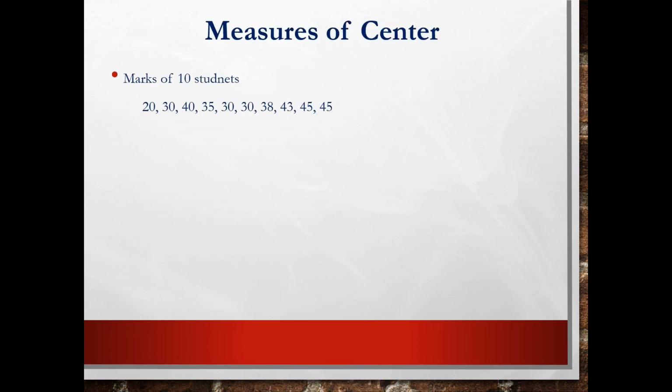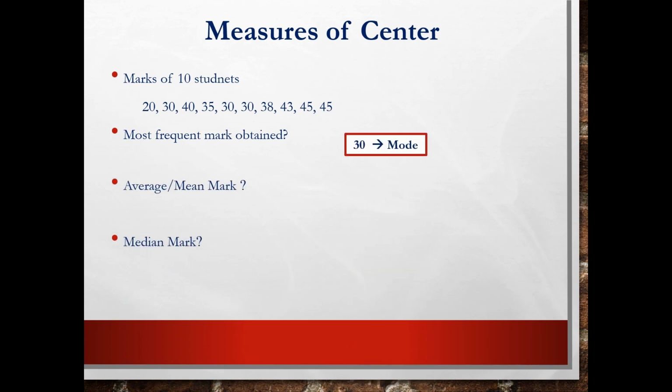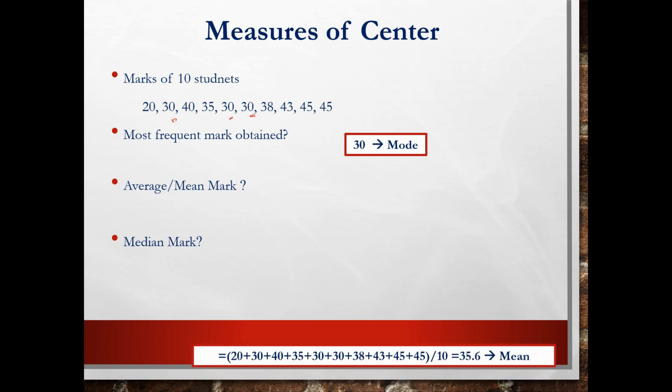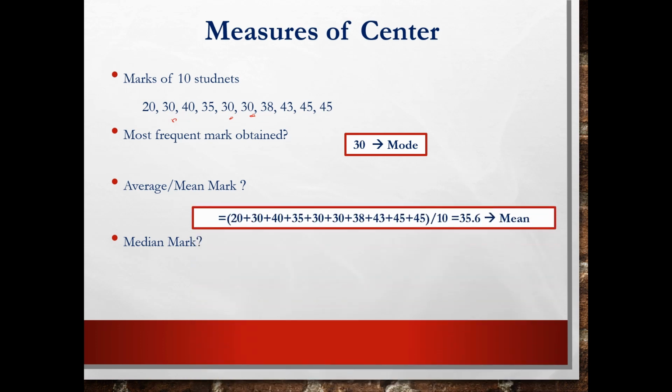So about the center or measurements of center, let's say these are the marks of 10 students, right? Then if you want to know what is the most frequent mark, that is the mode, because 30 is there 3 times, so it becomes the mode, the most frequent value. Then for the average mark, you add up all these values and divide by 10 because there are 10 students, right? So you get the average performance of the students as 35.6.